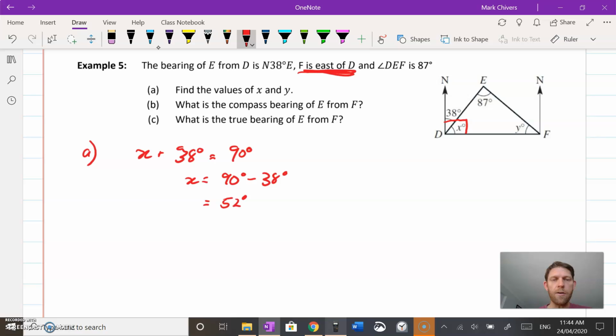Okay, it only says the value of X. I don't need a bearing. It didn't actually ask for a bearing. It just said what's the value of X. So the value of X is 52 degrees.